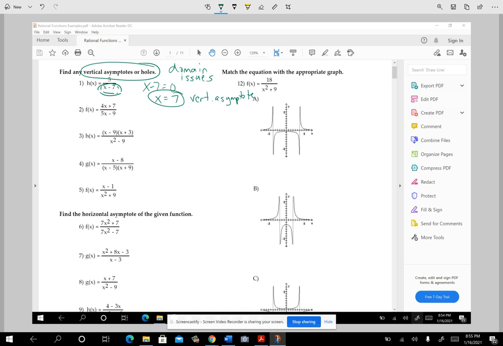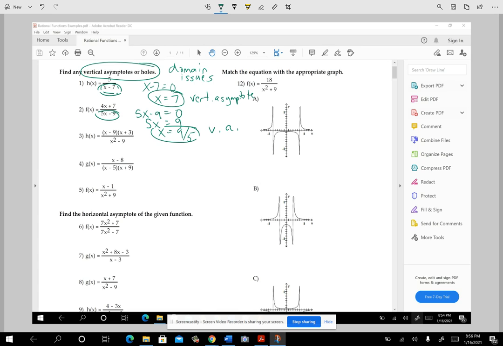Okay. Now on number 2, the denominator is 5x minus 9. It doesn't matter what's in the numerator except for checking to see if you can cancel out a common factor. But there's nothing common top and bottom. You find out what causes 5x minus 9 to equal 0. In other words, you just solve that for x. And this is your vertical asymptote.